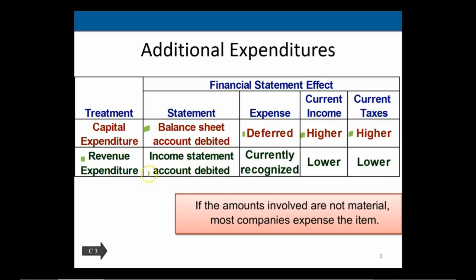If, on the other hand, we treat it as a revenue expenditure, remember, that basically just means we're going to expense it at the beginning. So those two terms can sound contradictory. We're talking about treating these items as an expense when we pay for them.